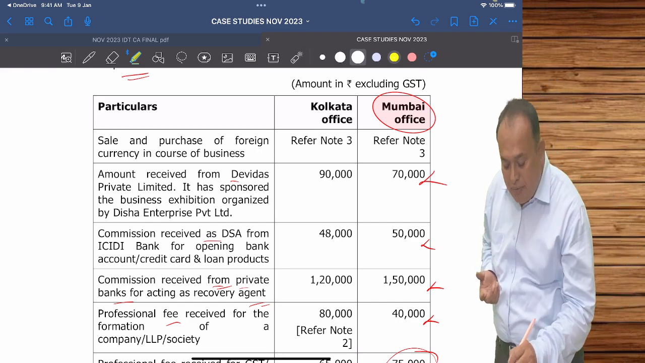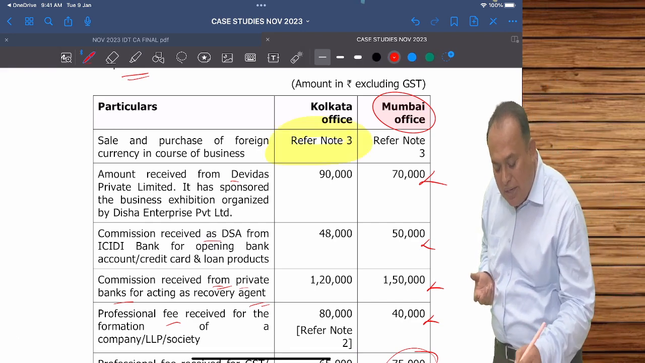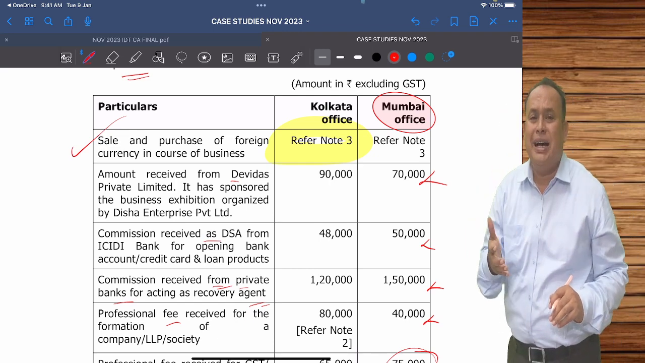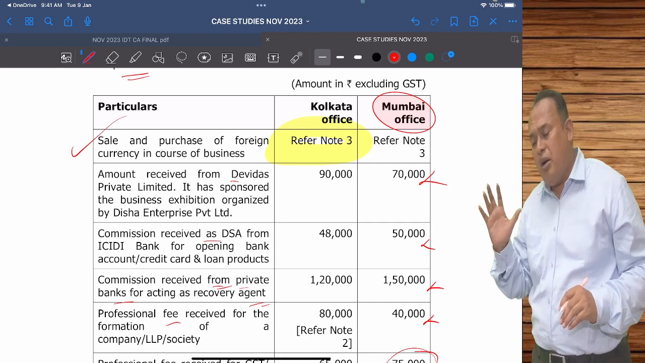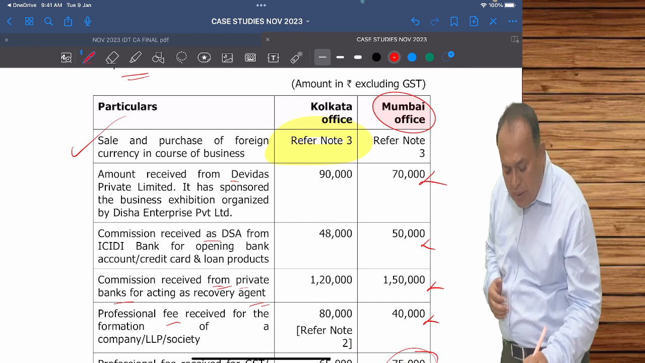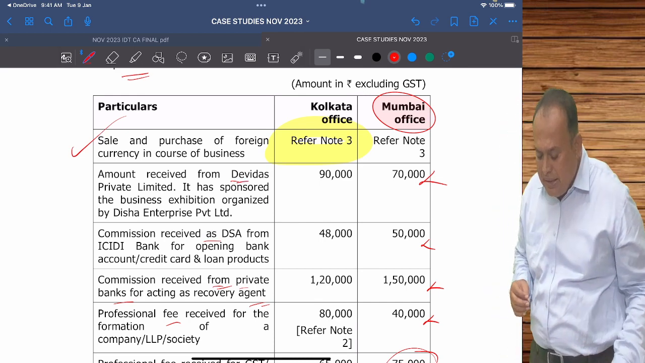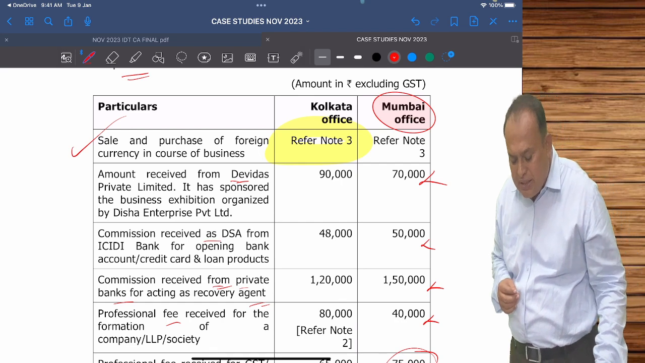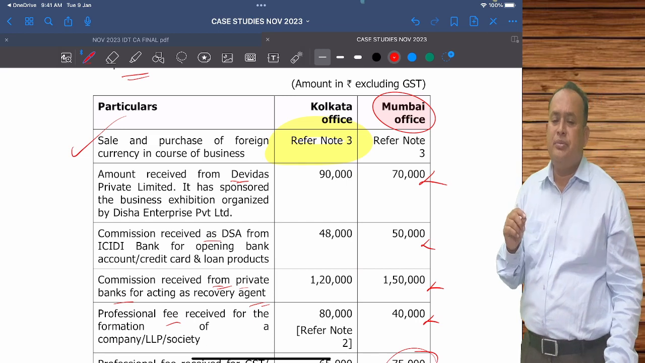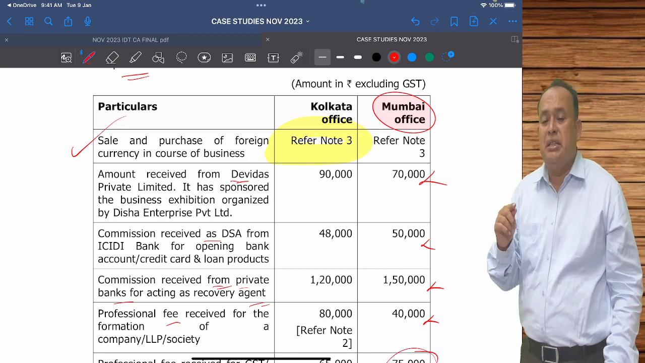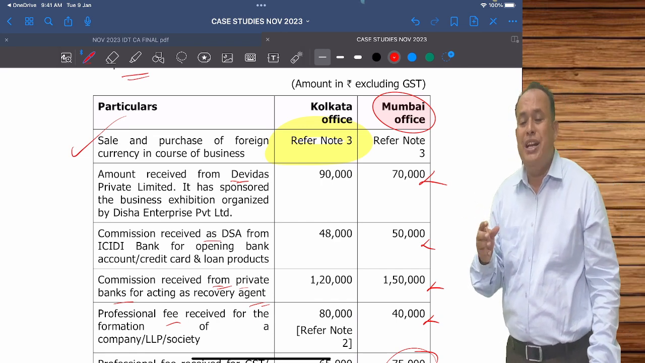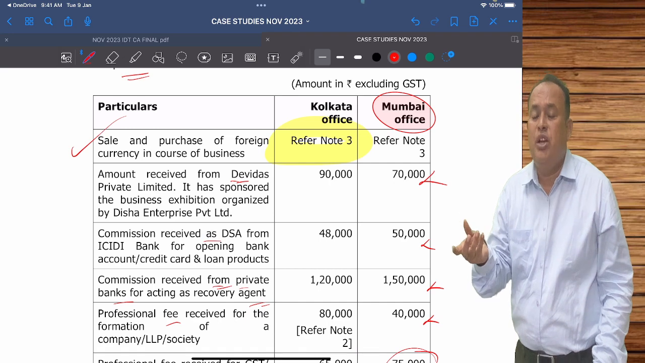See, this is a valuation of supply which we already considered. Again, we are not considering it here for the time being because this is outward supply only, but under the valuation rule they are asking for forward charge, taxable value of supply. Amount received from Devadas Private Limited, which sponsored the business exhibition organized by Disha Enterprises, to whom they provide the services. That means sponsorship services provided to Devadas Private Limited, which is RCM.